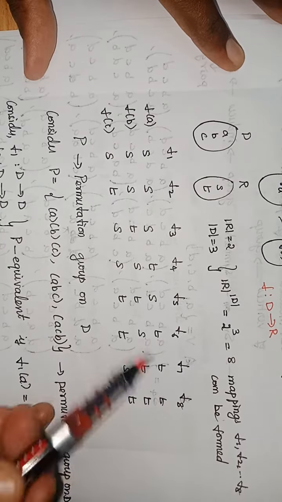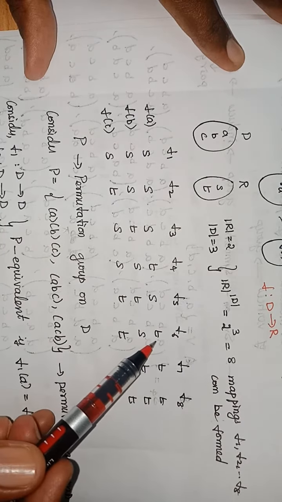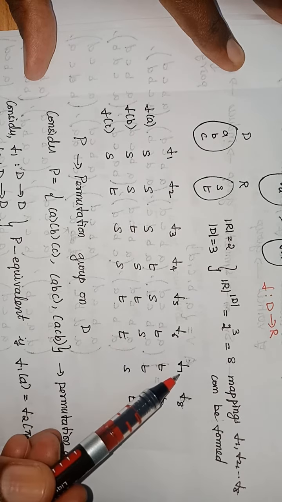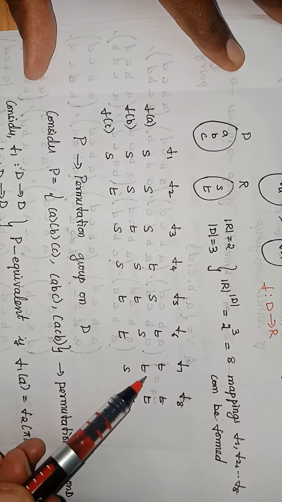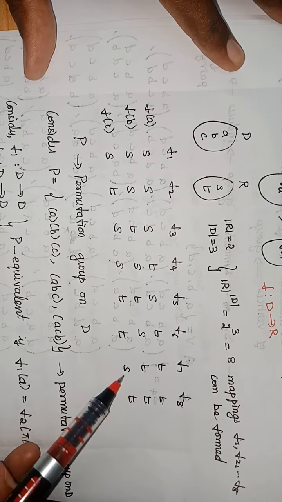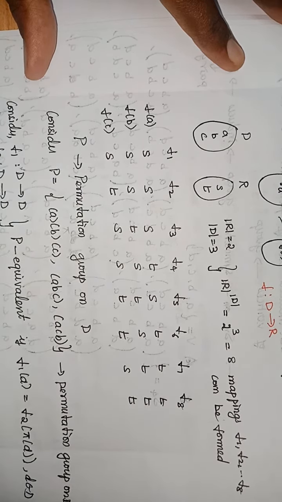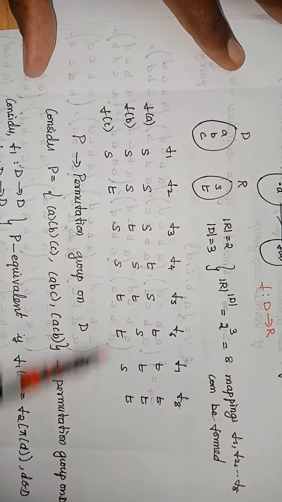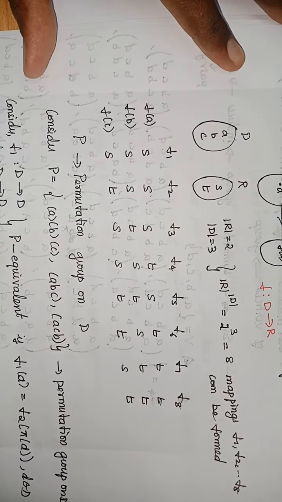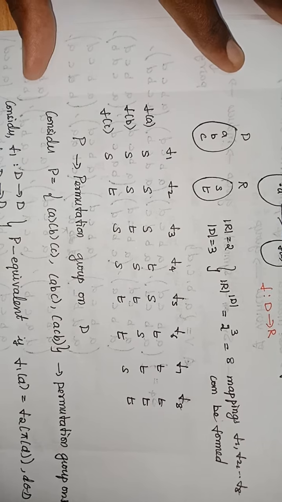Similarly, the sixth one maps A and C to T and B to S. The seventh one maps A and B to T and C to S. Finally, the last one maps all the 3 to T. So, these are the 8 possible functions. You cannot frame any more functions other than these.